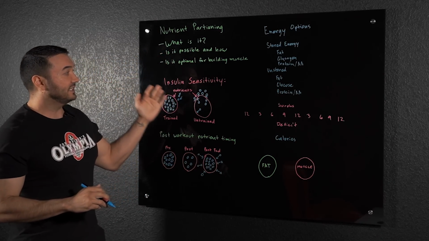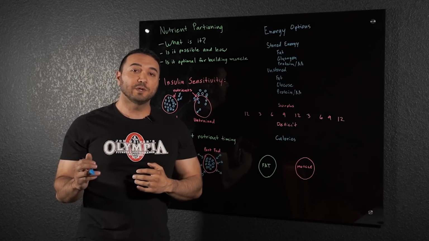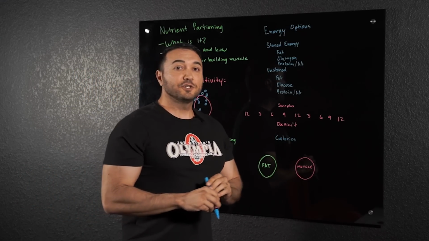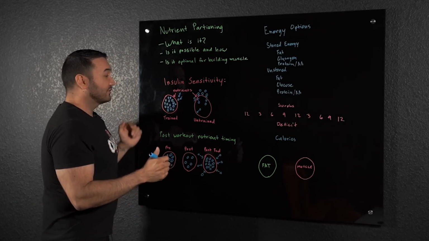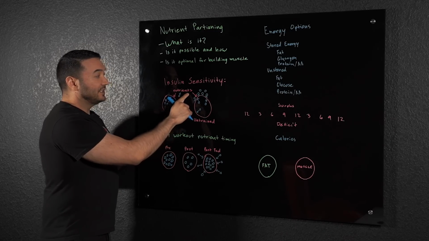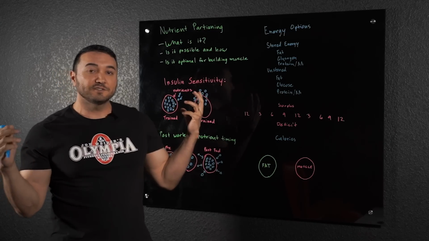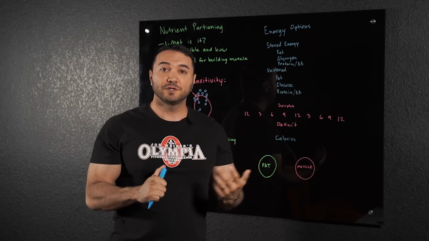So first off, let's go into insulin sensitivity, because that's important when we talk about nutrient partitioning. So insulin sensitivity. This is what we have here. We have nutrients, glucose, glycogen, when you're basically replenishing the glucose that we use during a workout.